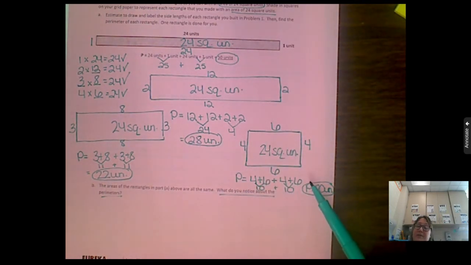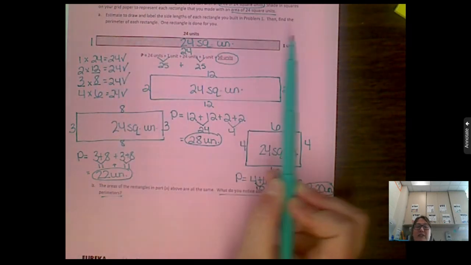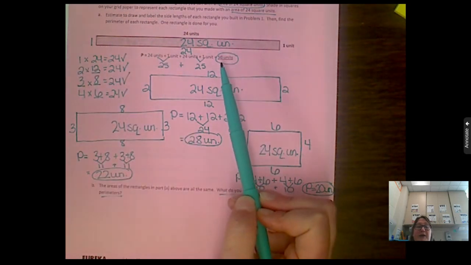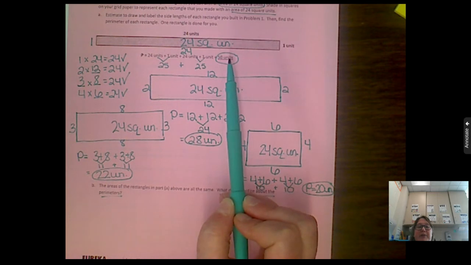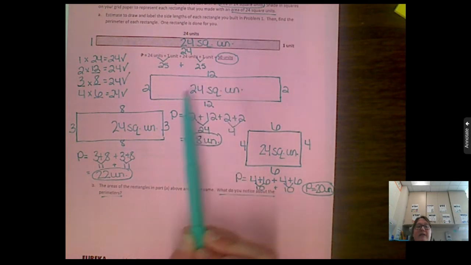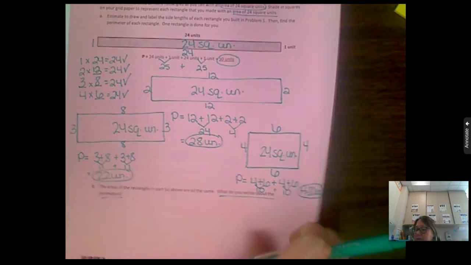Okay, so were the perimeters the same? No. So area was the same, but the perimeters were different. Okay, good. So the longer and skinnier it is, it seems like, it has a bigger perimeter. And as we scale back a little bit each time, the perimeter goes down a bit. Okay, good. Go ahead and flip it over.